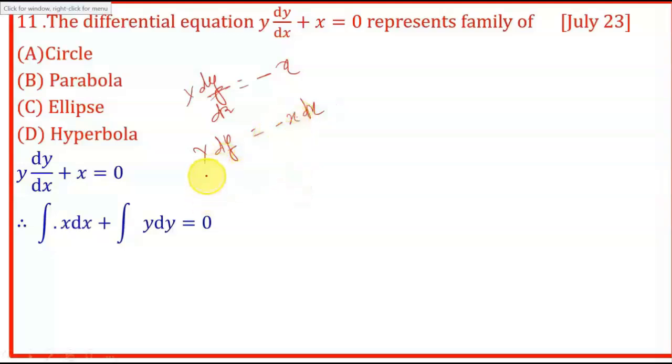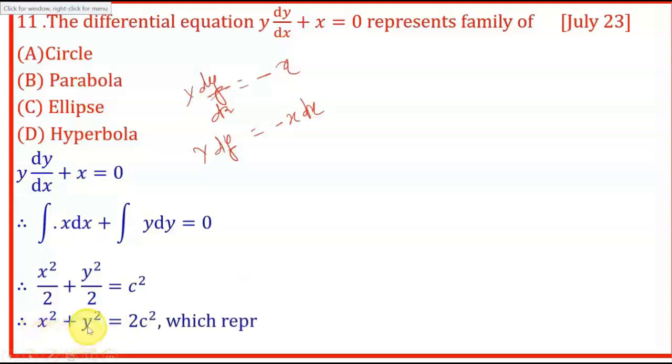Now take this term to the left hand side, it will become plus. Therefore, integral x into dx plus integral y into dy is equal to 0. Integrating both sides, you will get x square upon 2 plus y square upon 2 is equal to c square, which is the constant. Therefore x square plus y square is equal to 2c square, which represents a circle. Hence this equation represents a family of circles, and hence option A is correct here.